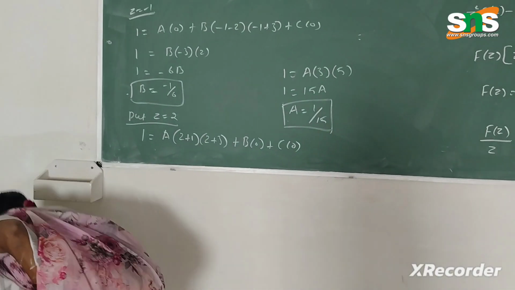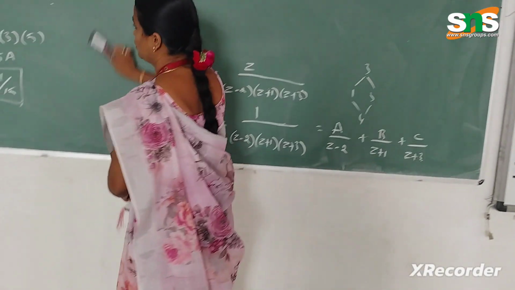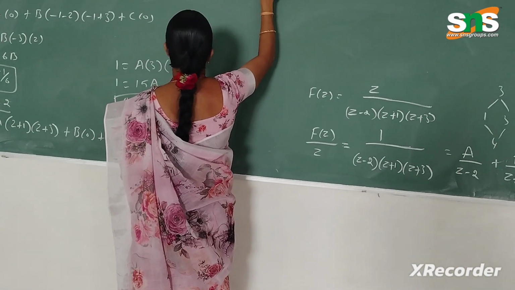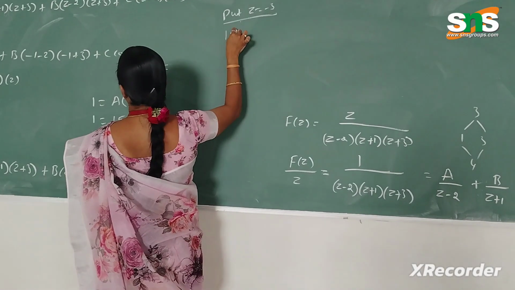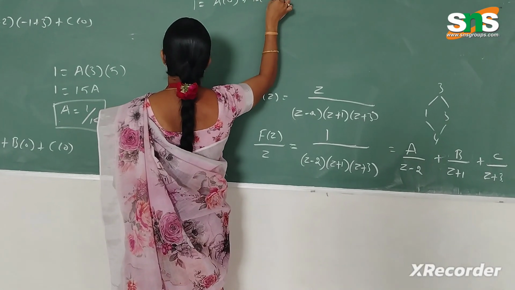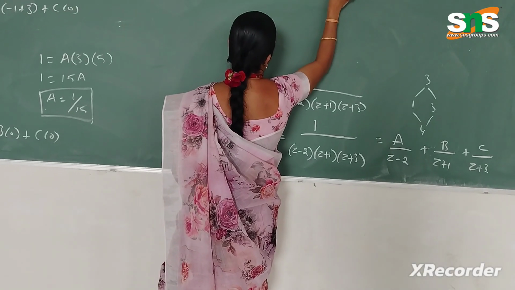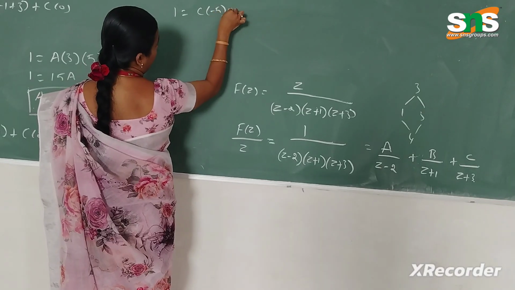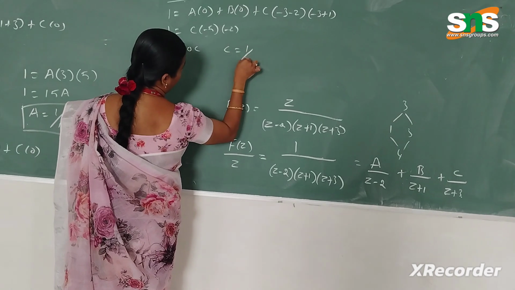Next I am going to calculate the value for C. So assume z equal to minus 3. So what is the answer? 1 is equal to A into 0 plus B also 0 plus C into minus 3 minus 2 and minus 3 plus 1. That is 1 equal to C into minus 5 into minus 2, which is 10, so 1 equal to 10C, therefore C is equal to 1 by 10.